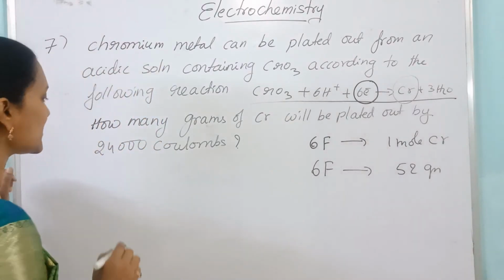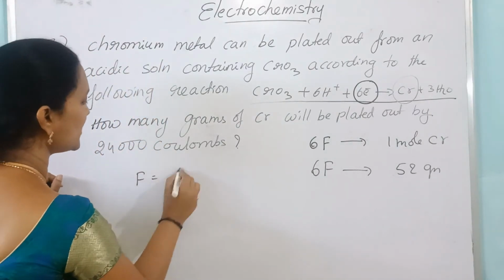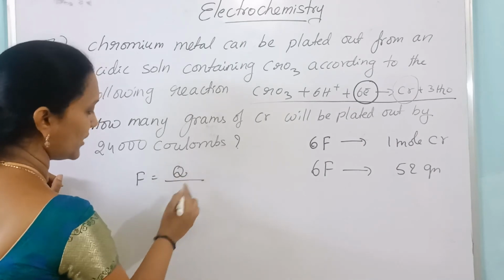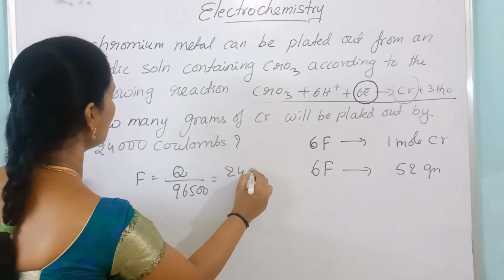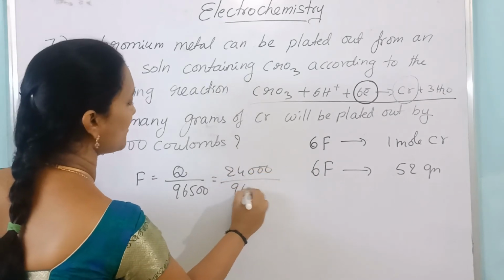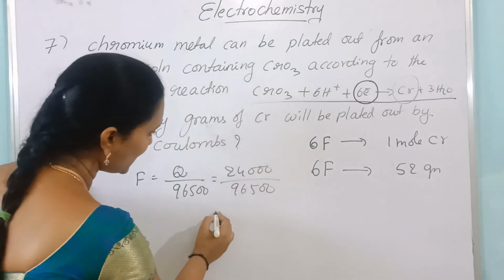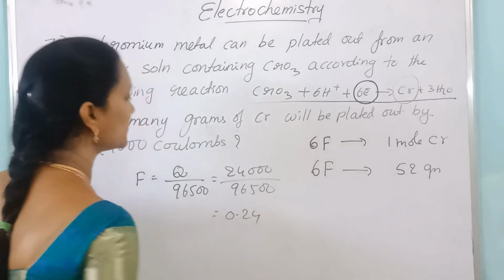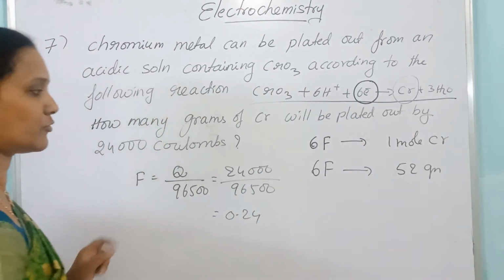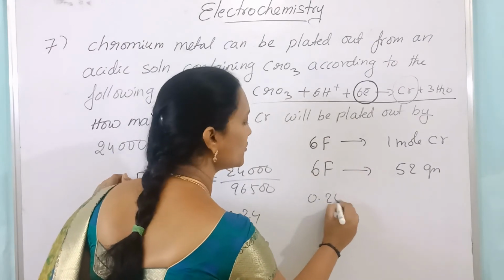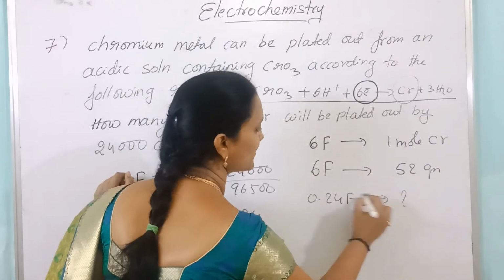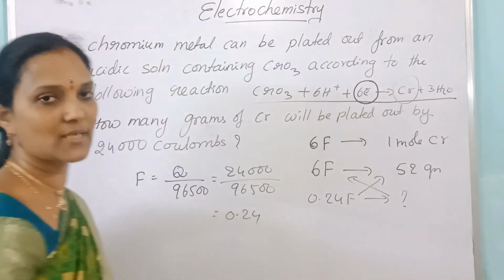So 6 Faradays deposits 52 grams of chromium. Now how many Faradays do we have? Number of Faradays is equal to Q by 96,500, that is I into T by 96,500. 24,000 by 96,500 is nearly 0.24 Faradays. So 6 Faradays, 52 grams. 0.24 Faradays, how many grams? What is the mass of chromium?